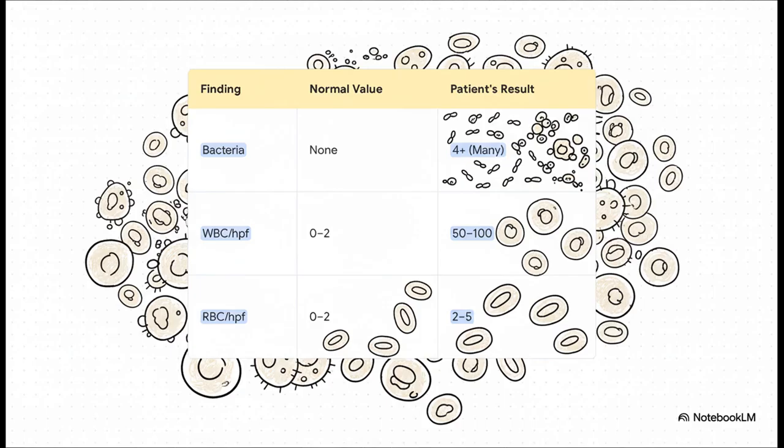Normal urine should have basically no bacteria, and maybe 2 white or red blood cells per high-power field. That's what HPF means. Our patient has 4+ bacteria, which is lab speak for too many to count. Her white blood cell count is sky-high, between 50 and 100 per field. Her red blood cells are elevated too. This isn't a clue. This is definitive proof.